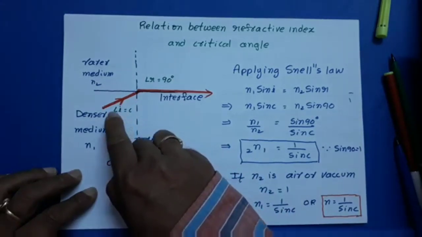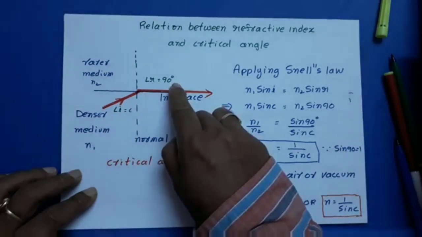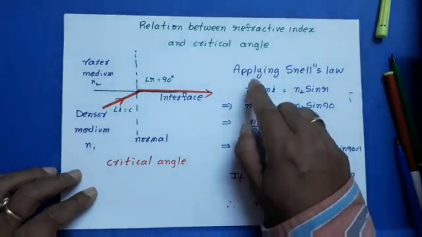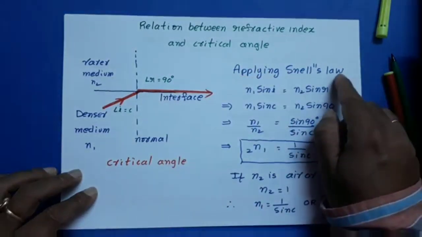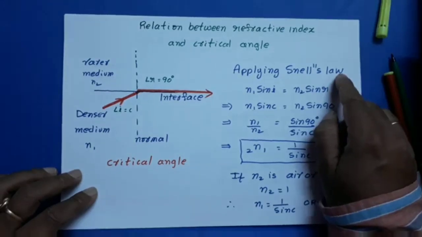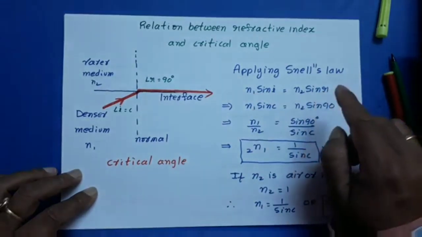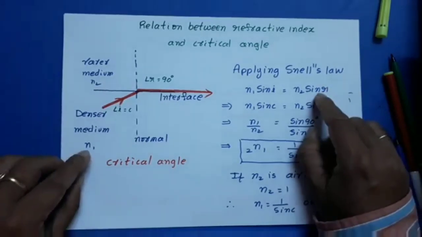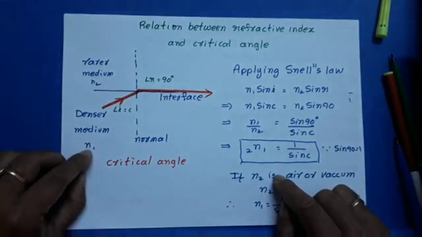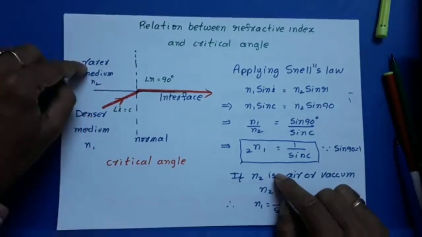Okay, so when I is equal to C, then angle R is equal to 90 degrees, right? Now remember Snell's law. Here you apply. What is the first form of Snell's law? Sin I by sin R is equal to constant. Okay, what is its second form? N1 sin I is equal to N2 sin R. That is its second form. Okay, now N1 is the refractive index of the denser medium, N2 is the refractive index of the rarer medium.